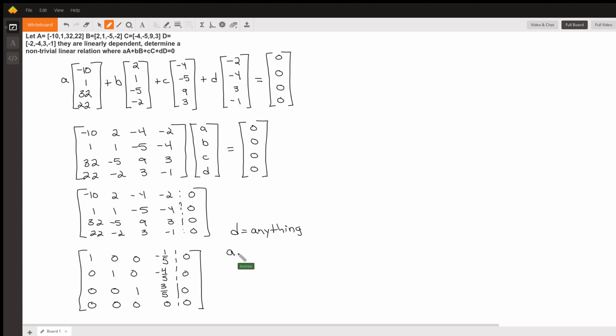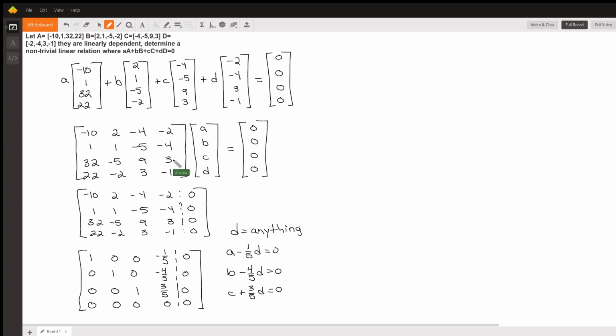So what we see here is that A minus 1/5 D has to be 0. B minus 4/5 D has to be 0. And C plus 3/5 D has to be 0.